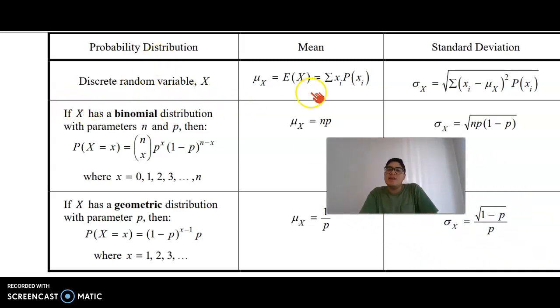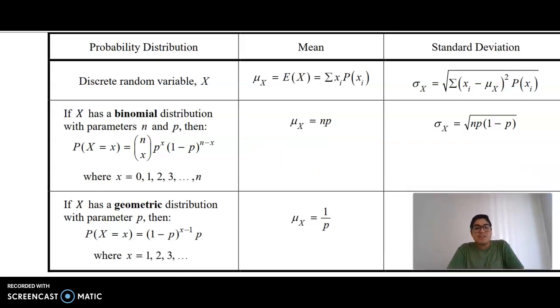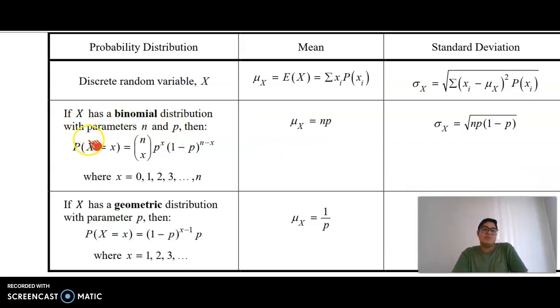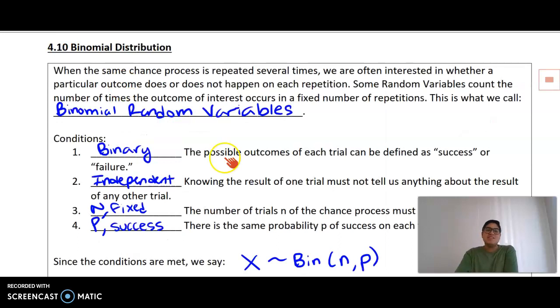But here's our discrete random variable, right, mu x and sigma x, and we've been practicing these formulas. But now here we are with a special case, which is the binomial distribution with parameters n and p. Now it has a scary looking formula, but I promise you once I teach you how to do this, it's not that bad. And notice x can be 0 through n, and then we have some new parameters as well. So let's actually learn what a binomial random variable is.